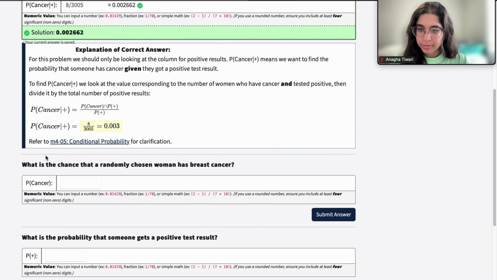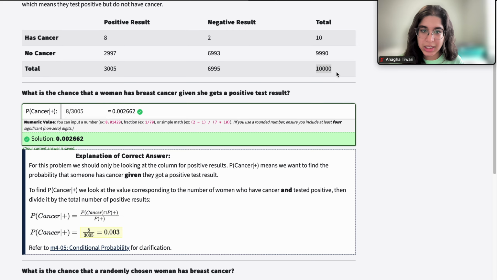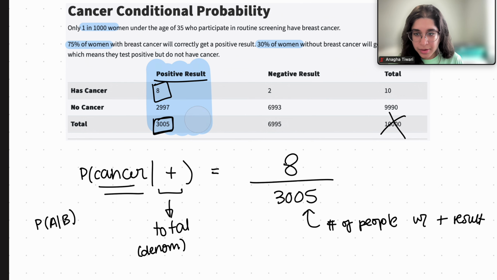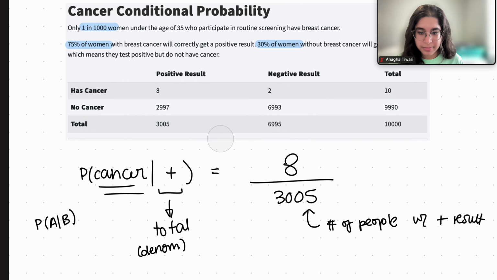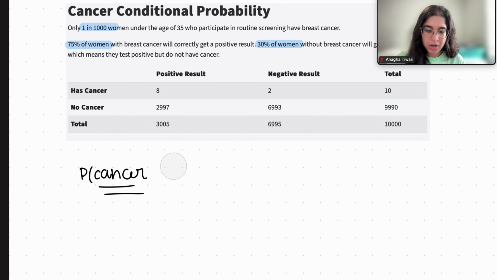So here, we're seeing what is the chance that a randomly chosen woman has breast cancer. So we're just finding the probability of just getting cancer in general when looking at this population of these 10,000 people, right? So what is the chance that a randomly chosen woman has breast cancer? Well, that's going to be a bit different here because we're not dealing with a conditional probability. We're just dealing with the probability that someone has cancer, right? Well, so here we're going to be looking at the totals, right? And kind of the tricky part of this is seeing which totals you want to look at, right?